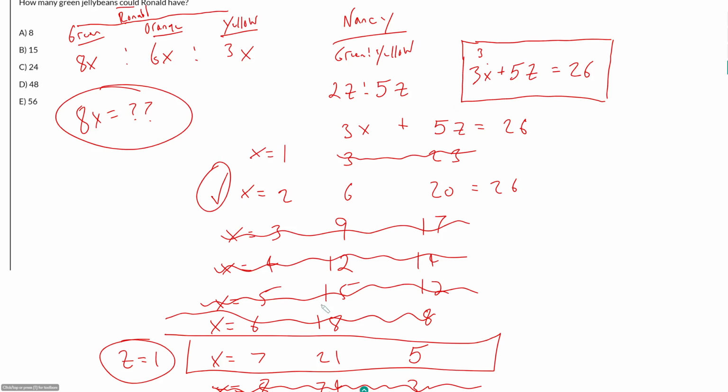That works. So remember, we're looking for 8x, Ronald's green jelly beans. So x is equal to 7. 8 times 7 is 56. E.